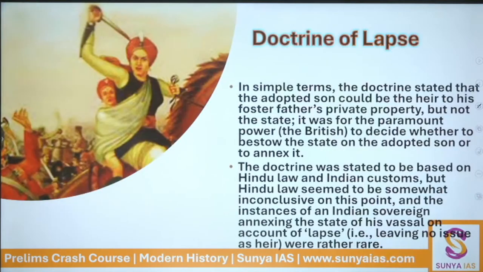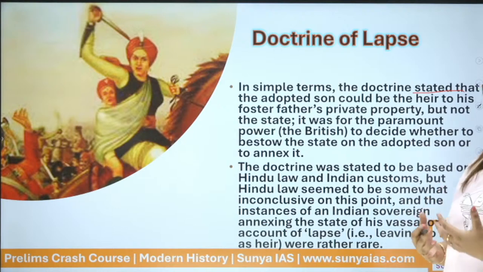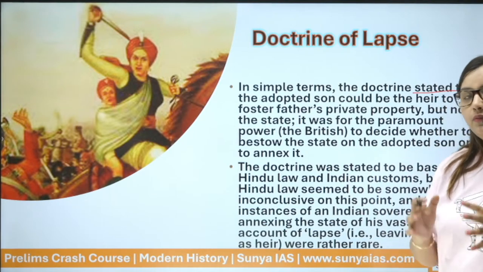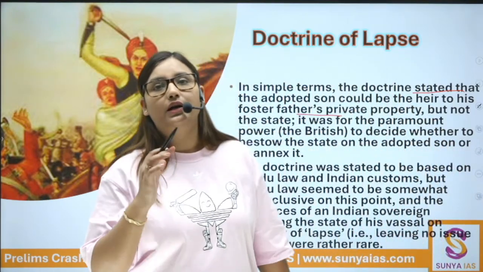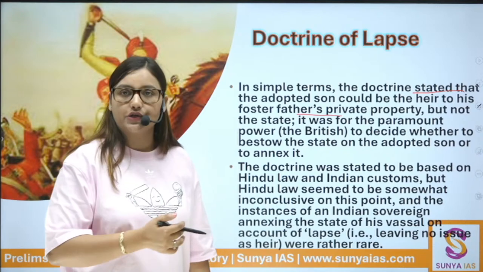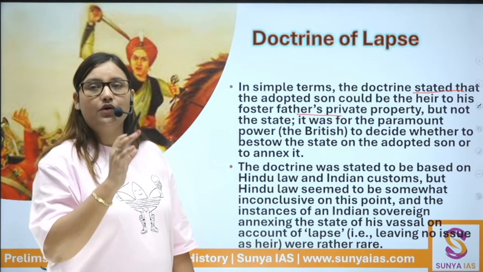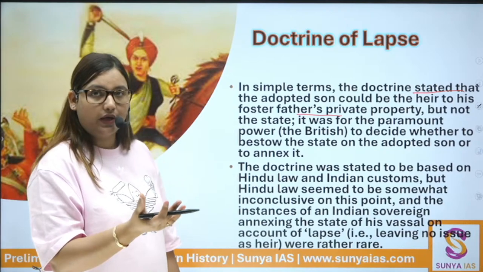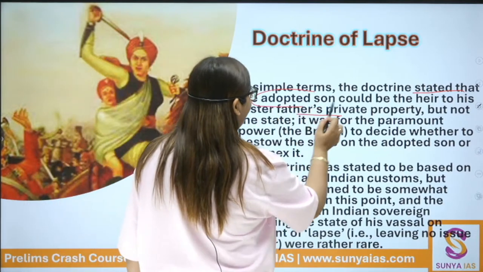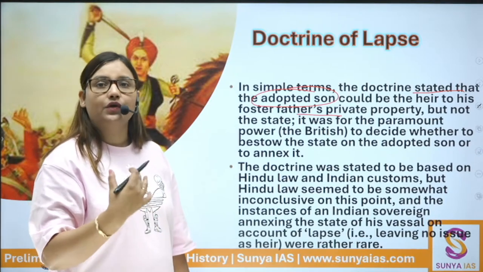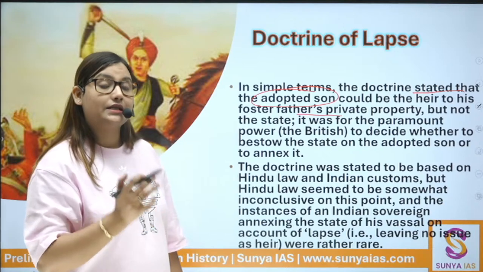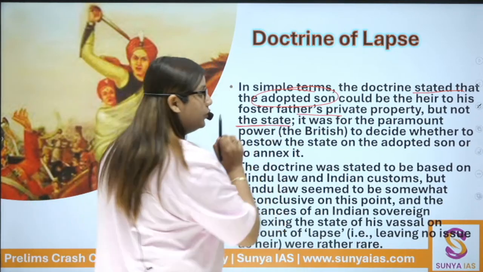Okay. Now, one more thing was there, which was known as the doctrine of lapse. Where, if the father's property needs to be inherited, there was a problem that if the father does not have a biological son, then the property will lapse and go under the British dominion. So in simple terms, the doctrine stated that the adopted son will have no powers. However, the adopted son could be the heir to his foster father's private property, but not the state. It means he will not become the ruler, right?